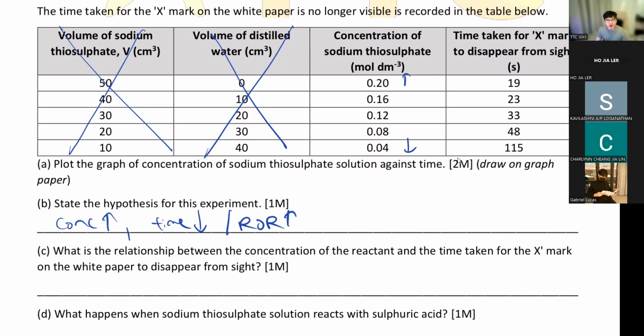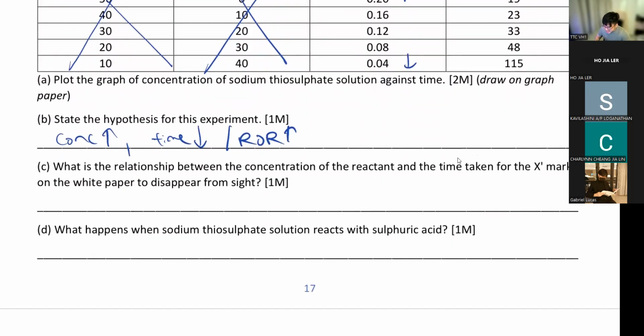Wow, this is getting very boring, isn't it? Not gonna lie, this is really boring because it's not challenging. So C, what is the relationship between concentration of the reactant and the time taken? Isn't it the same question? Yes, it is. The higher the concentration, the lower the time taken.